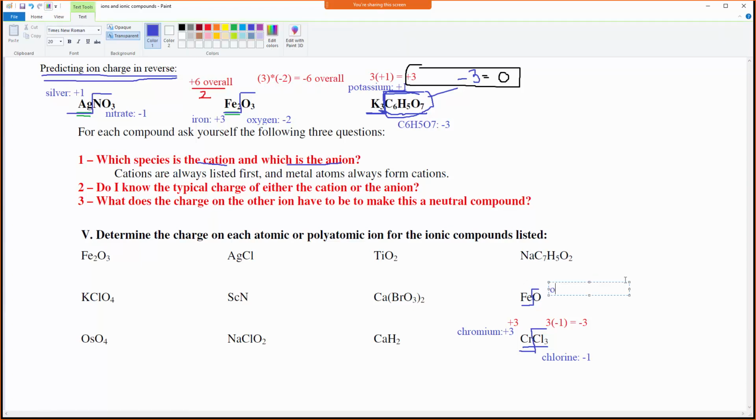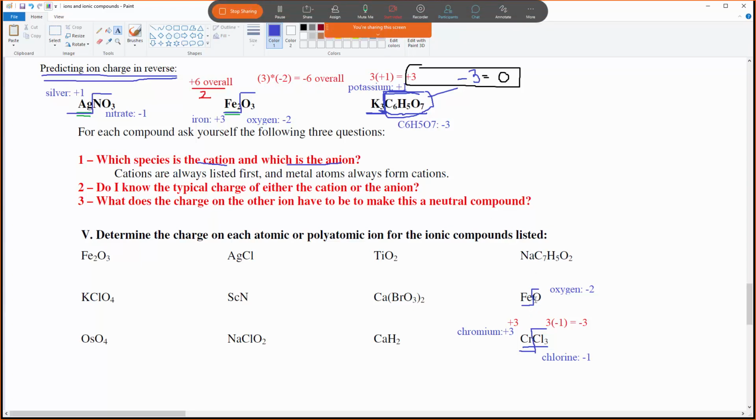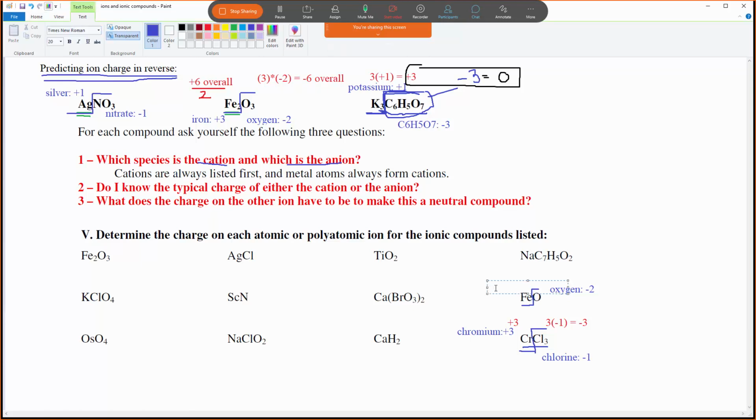So we've got oxygen -2. Now, how many oxygens do I have? Do I have more than 1 or just the 1? Whoa, whoa, whoa. I'm doing this FeO over here, right? Not this one over here. I'm doing this one right here. I only have 1 oxygen there, right? So I've got a -2 from the O. What does the Fe have to be to balance that out? It's got to be +2.